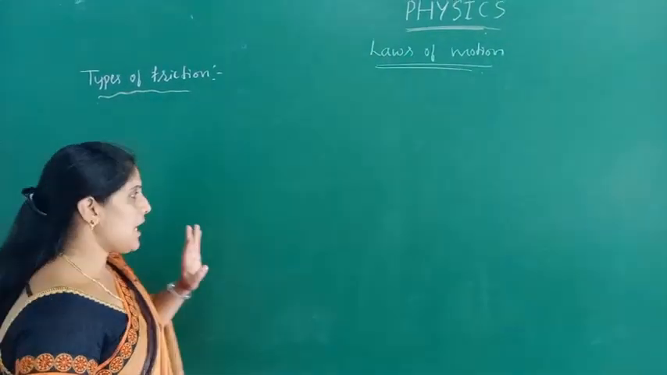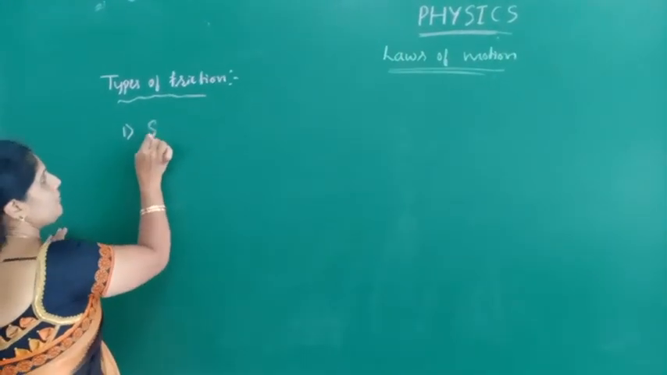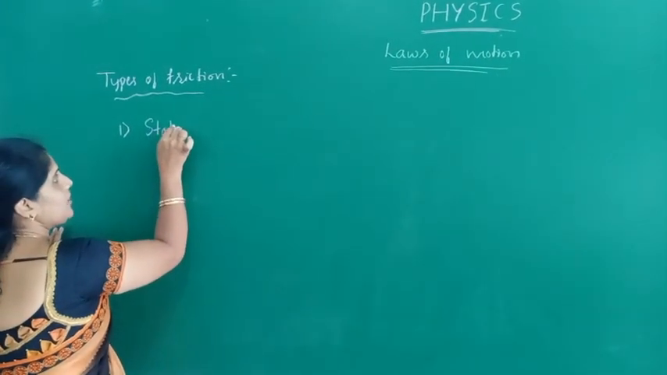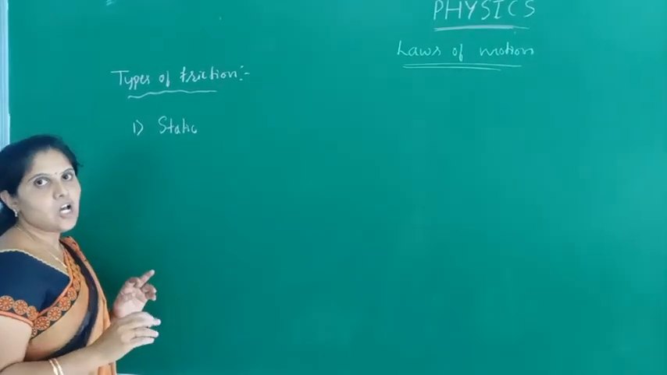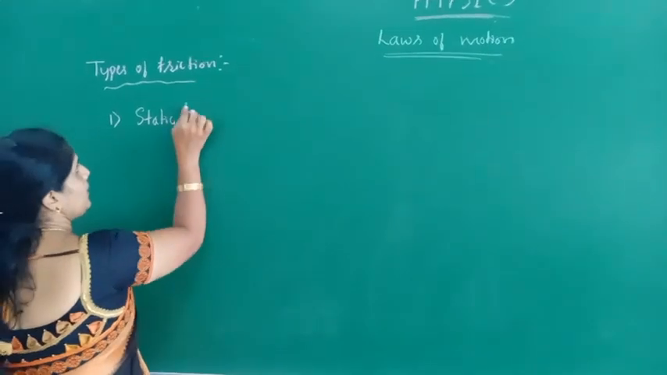There are four types of frictional force or friction. They are static friction, kinetic friction, limiting friction, and rolling friction. Let's discuss one by one. First one is static friction.